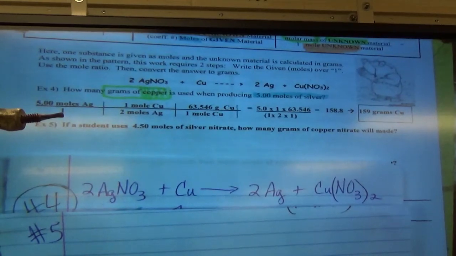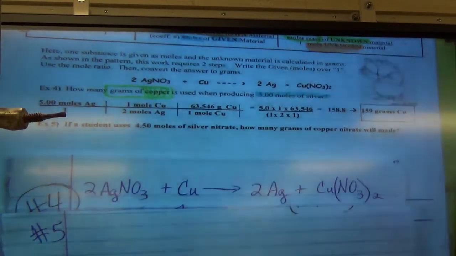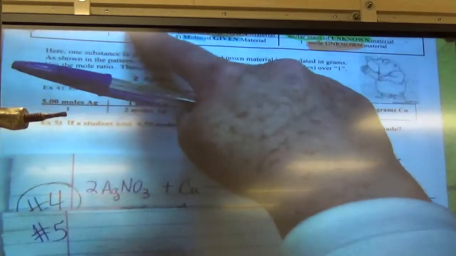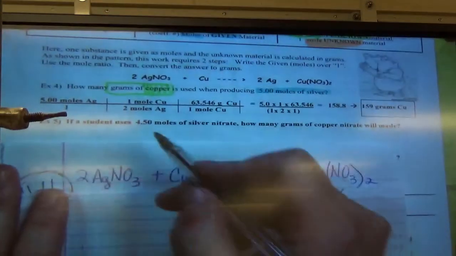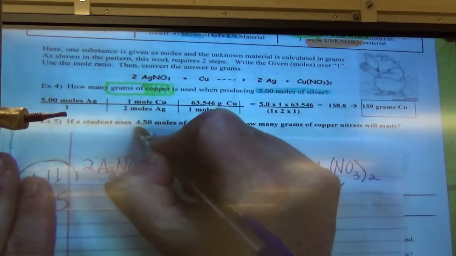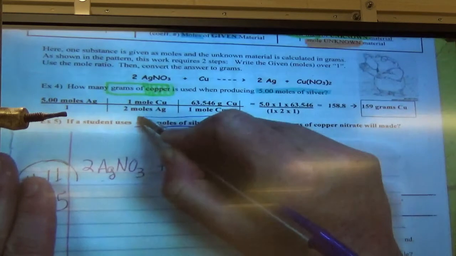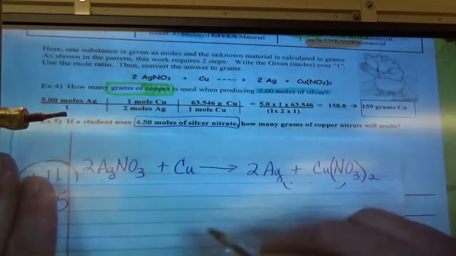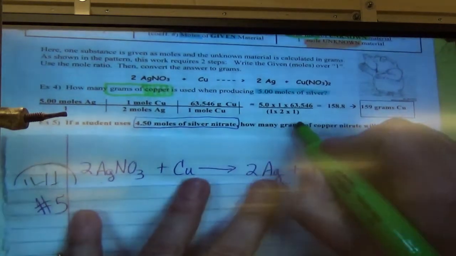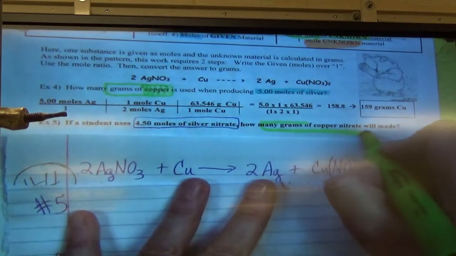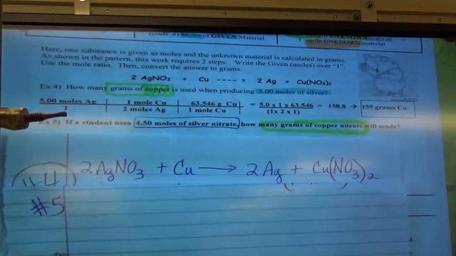So we're going to do number 5, which is another example of moles to grams. And the question for number 5 says, a student uses 4.50 moles of silver nitrate. How many grams of copper nitrate will be made? So we're looking for grams of copper nitrate in our answer. Now that's a compound. Do you see grams in the question? Yes. That means we have to grab the periodic table and we will be using it.